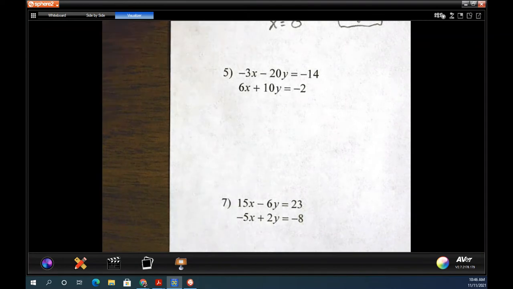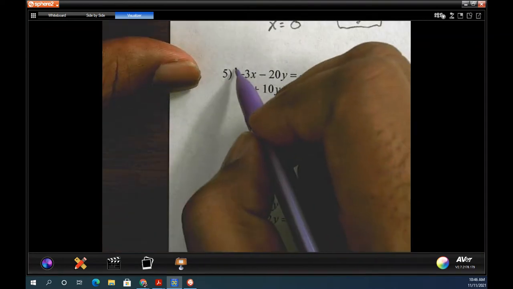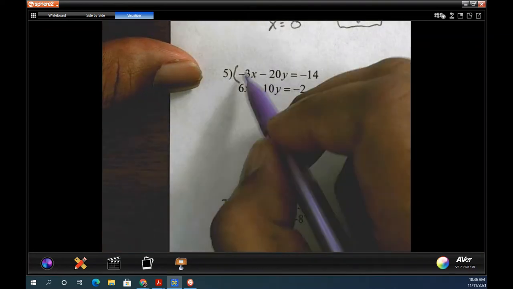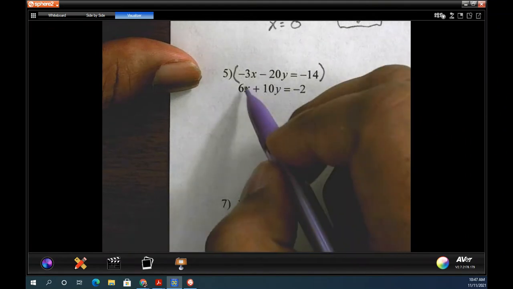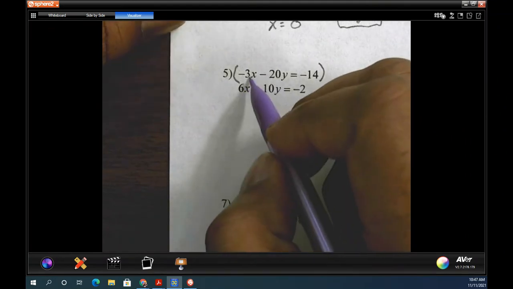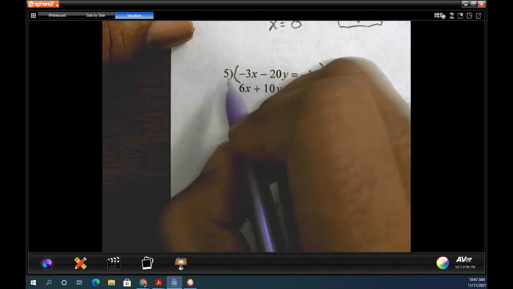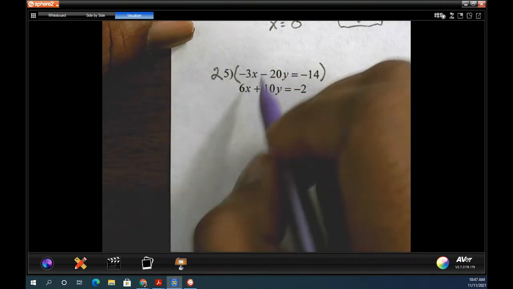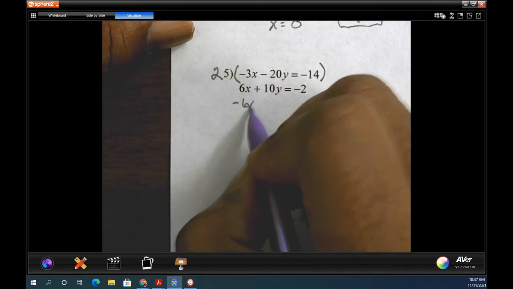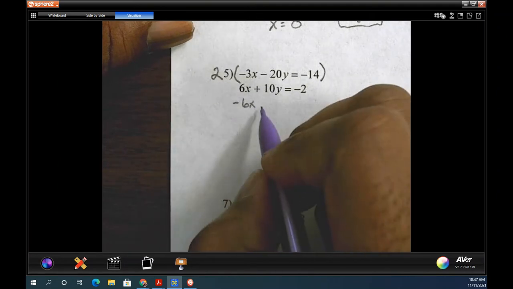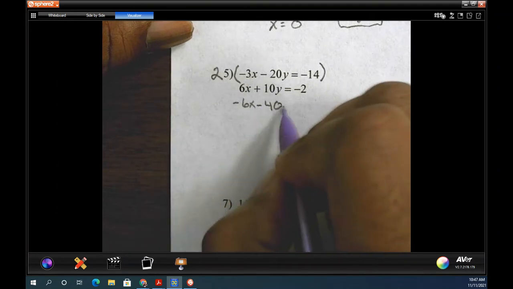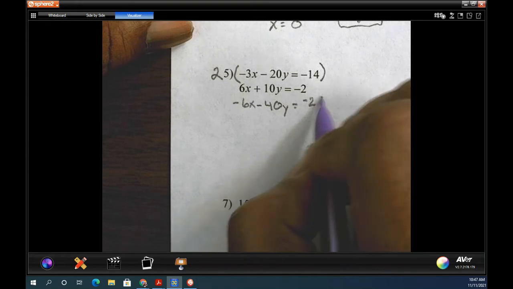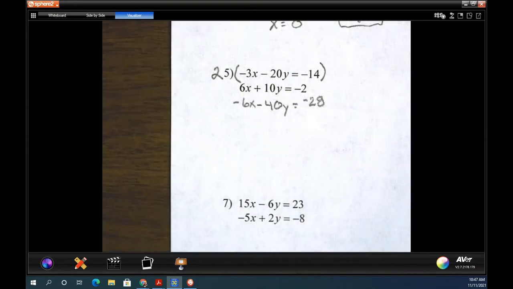Let's get rid of x. So here's the deal. I can multiply this one by what number to get rid of x? 3. No, 2. I can multiply everything by 2, because then I get -6x minus 40y is equal to -28.